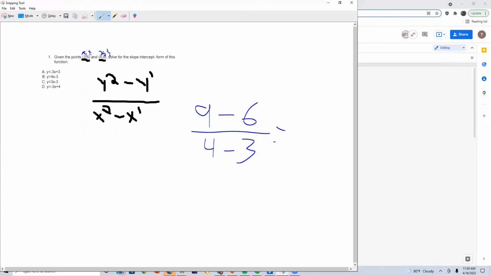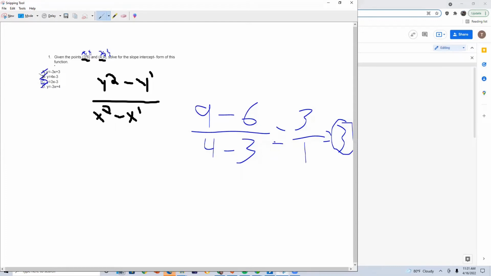So now you're just going to do it like a division. 4 minus 3. What is 4 minus 3, educator 2? 1. What is 9 minus 6? 3. And then 3 over 1 just simplifies to 3. Now we know that this is the slope, right here, 3. So it can't be A, B, or D, so it has to be C.